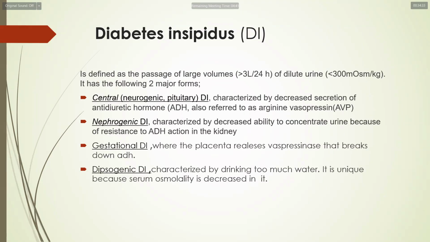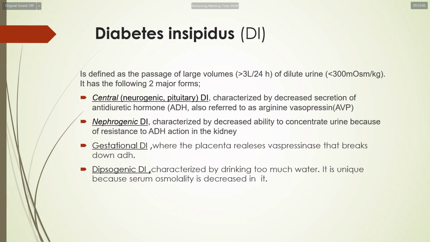هسه بنوصل للمرض الثاني اللي له علاقة بالADH اللي هو الديابيتس insipidus. الديابيتس insipidus is defined as the passage of large volumes of dilute urine، يعني ممكن تكون أكثر من 3 liters per 24 hours.